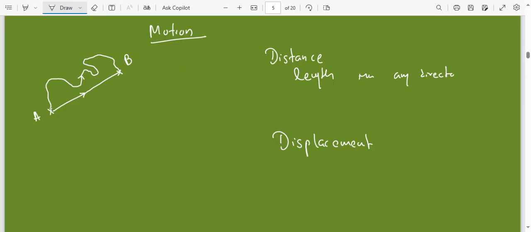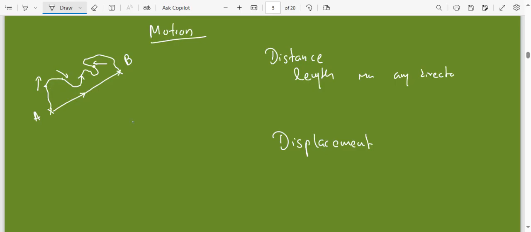So if you go along this curved path, at a certain point you will be moving in a direction like this. At this point you will be moving in a direction like this. At a point like this, you will be moving in this way. So at different points you will be moving in different directions. The length along this path is the distance between A and B along this path.